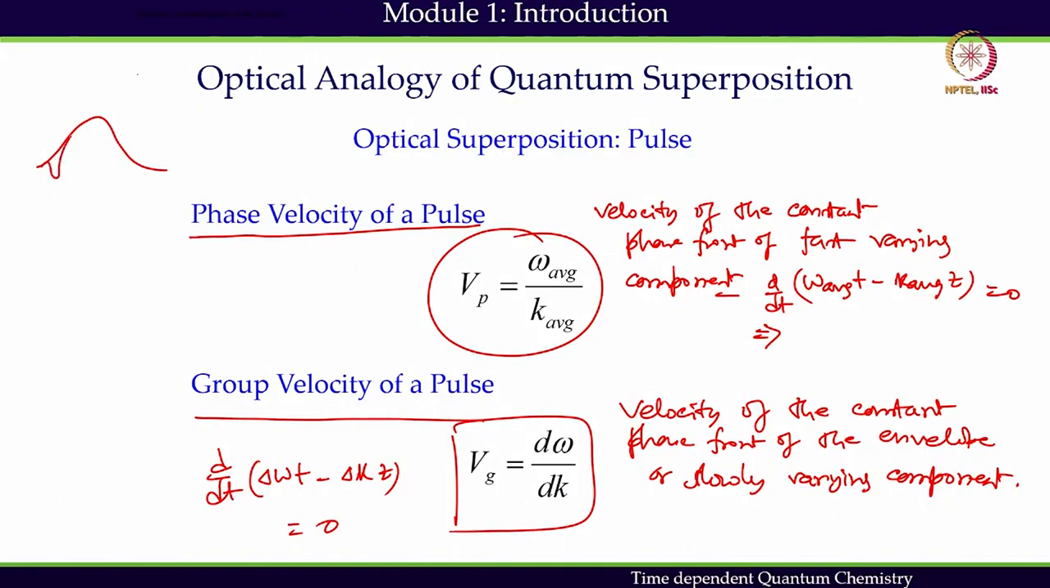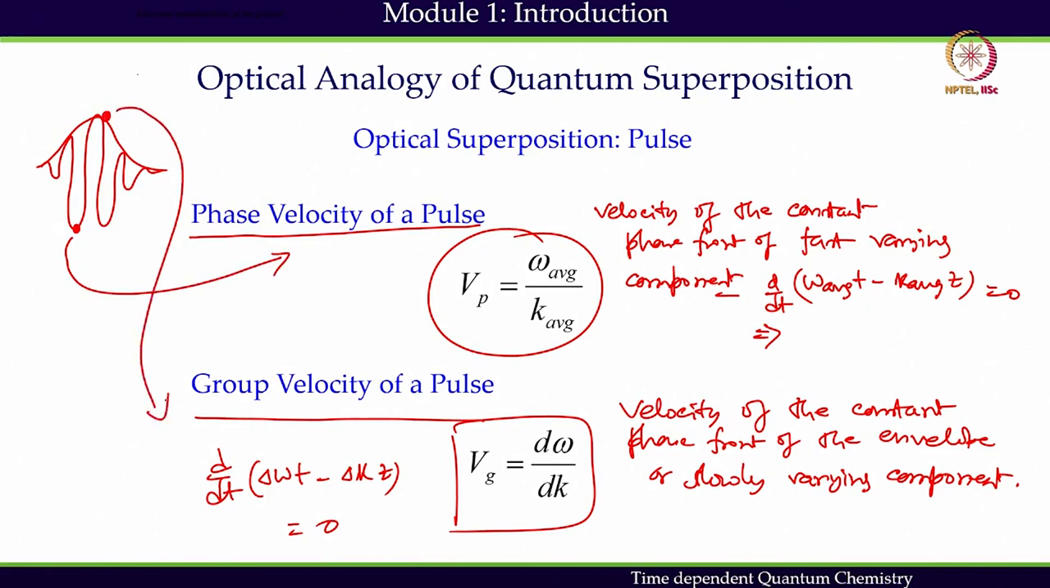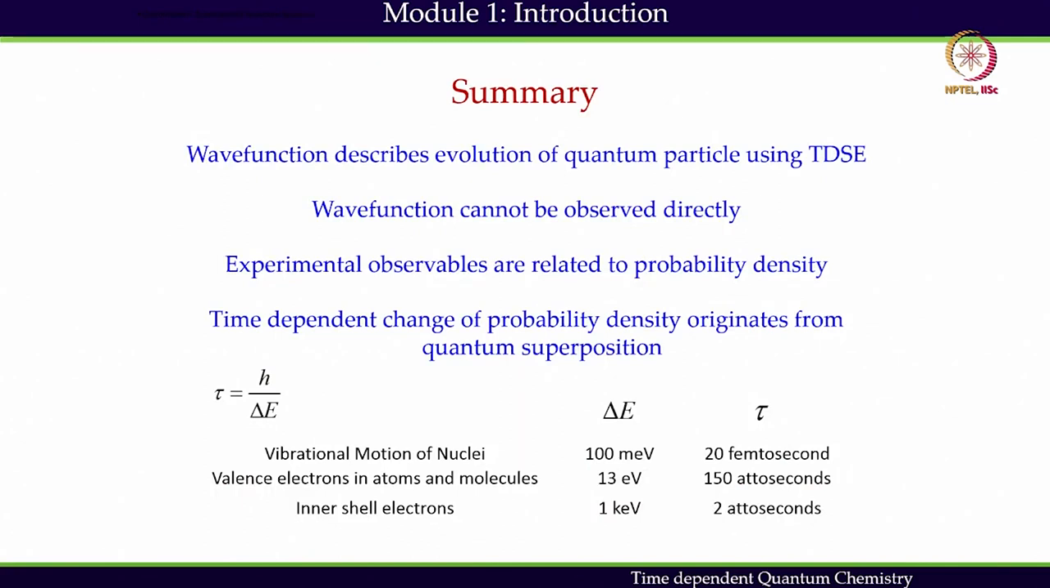So I will plot this pulse one more time. This oscillation is moving at the phase velocity, but this one, which is part of the envelope function, is going at the group velocity. Collectively, what is the velocity they are moving forward? Individual average components, how they are moving forward. So these are the two components. It is very important, and we will be using these kinds of concepts very soon in wave packet dynamics in later modules. We have come to the end of this module.